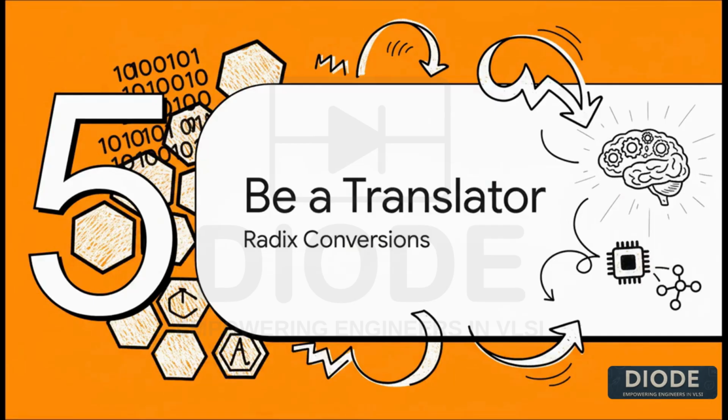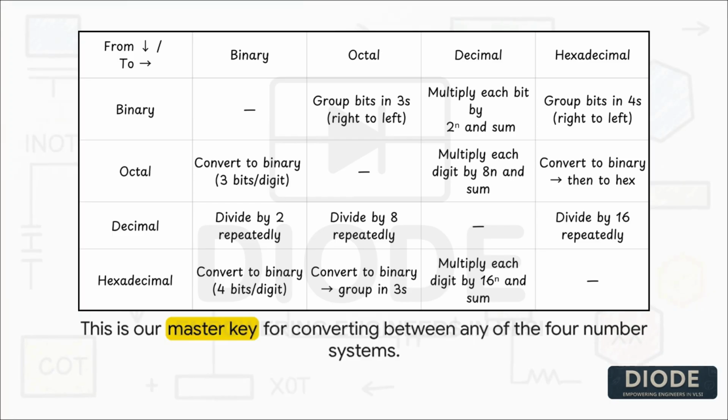All right, we've met all the different languages. Now it's time for you to become the translator. This skill, which has the fancy name Radix Conversion, is absolutely essential for anyone who wants to really understand how digital systems work. Whoa, okay, I know this chart looks like a lot, but trust me, it's your new best friend. It's basically a master cheat sheet. All you do is find where you're starting and where you want to go. So if we want to go from binary to octal, we just find the intersection and boom, there's our rule, group bits in threes. Easy, right? Let's give it a shot.